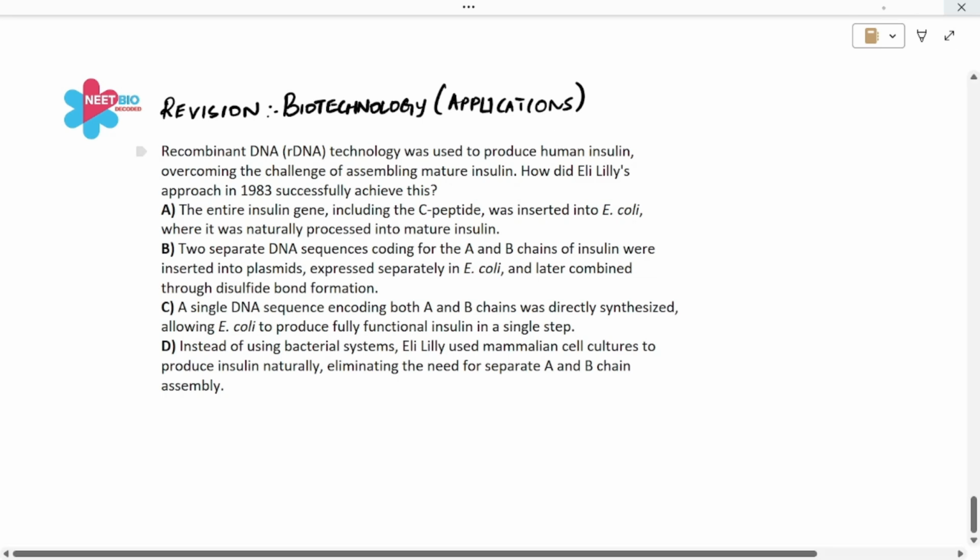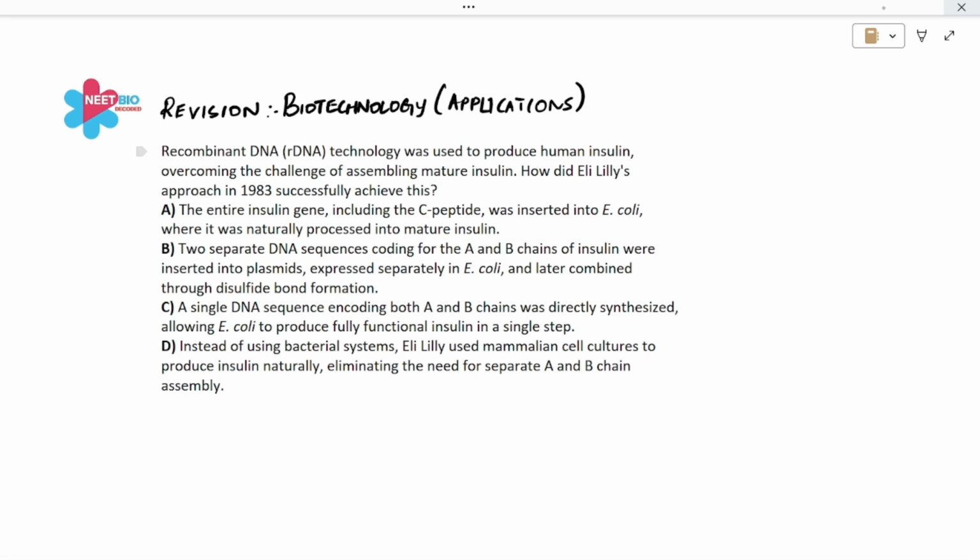Recombinant DNA technology, or rDNA technology, was used to produce human insulin, overcoming the challenge of assembling mature insulin. How did Eli Lilly's approach in 1983 successfully achieve this? Let's take a look at the options.